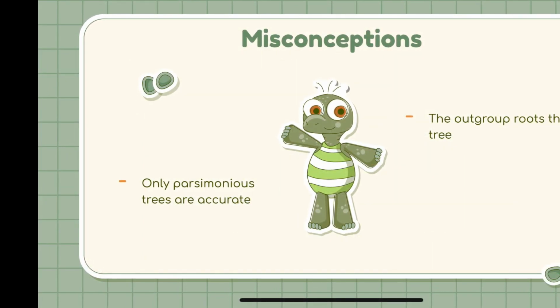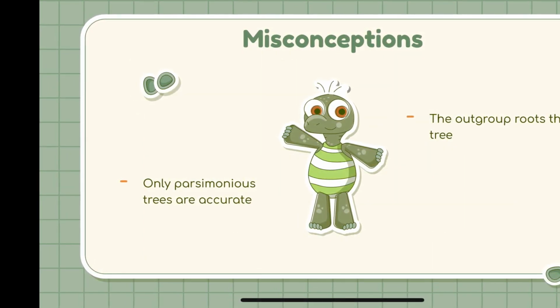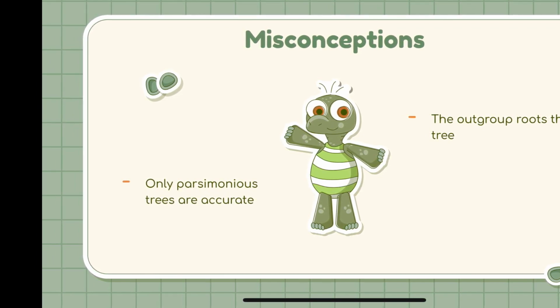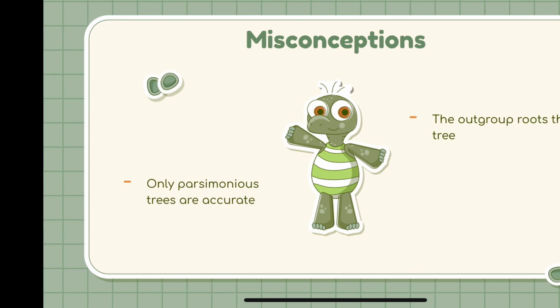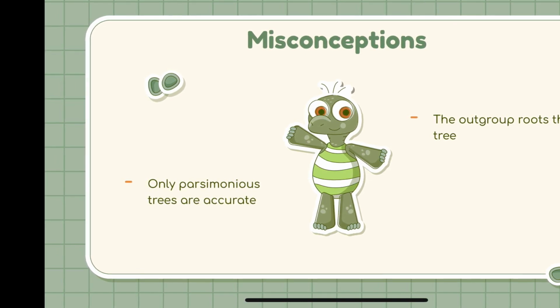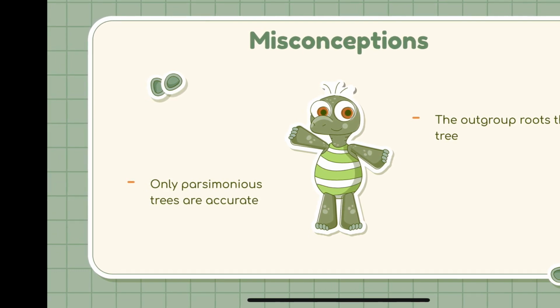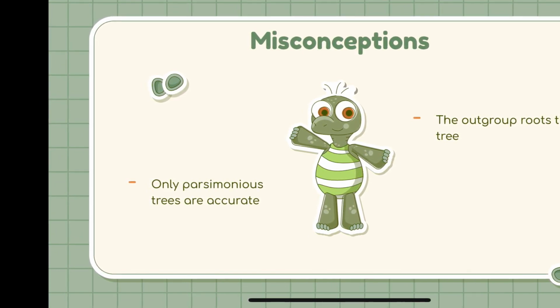Two misconceptions about parsimony and the maximum parsimony concept are, one, that only parsimonious trees are correct. This is not true, as I showed on the previous slide that the other 2 trees were also accurate. They just weren't the most parsimonious trees.